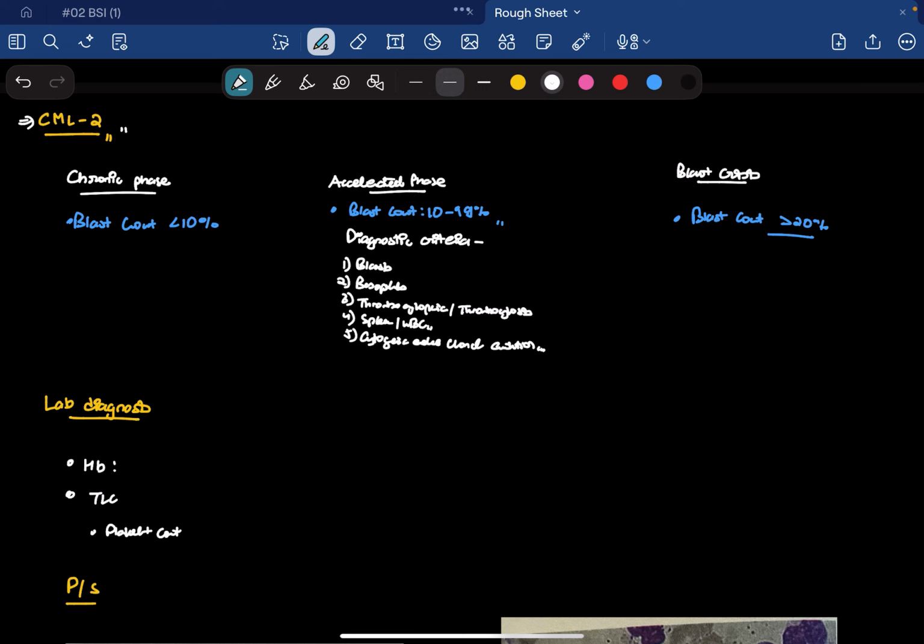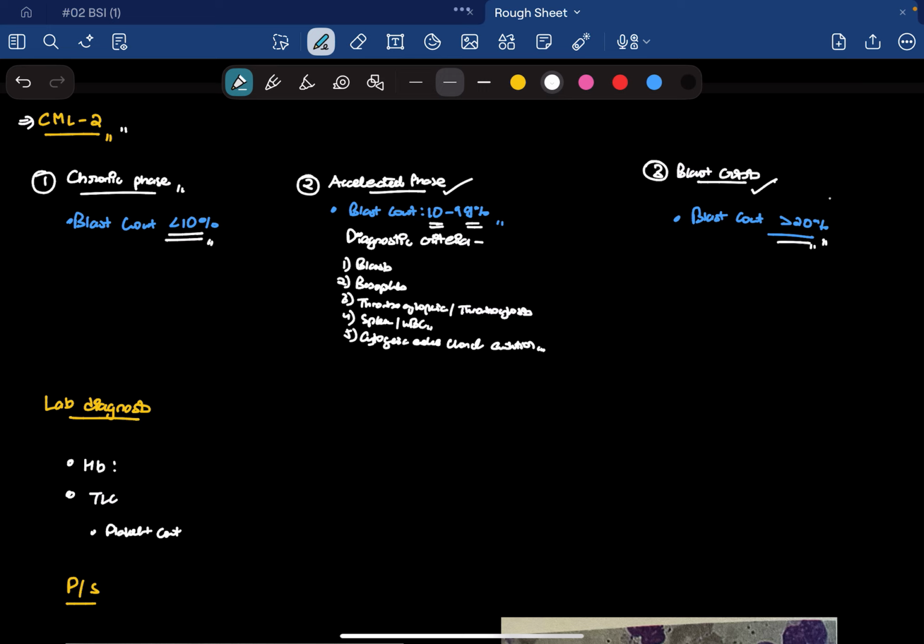If you look at the phases of CML, we have a chronic phase, an accelerated phase, and a blast crisis. How do we differentiate between these phases? In the chronic phase, the blast count in the peripheral smear is less than 10%. If it goes from 10% to 19%, that is known as the accelerated phase, and once it reaches more than 20%, that is known as blast crisis.